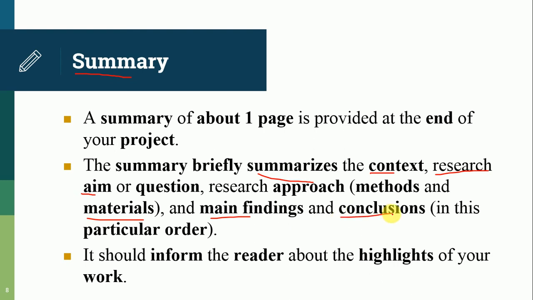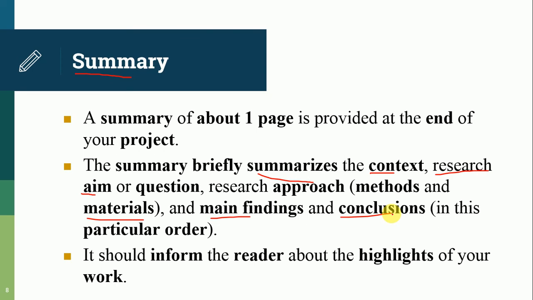It also summarizes all of them. In simple words, it answers the why question. Summary talks about the aim and purpose of the research. It also talks about the methods or materials you have used or adopted while conducting the research or writing the project, and it also talks about the main findings and the conclusion. What was the conclusion? It means result.